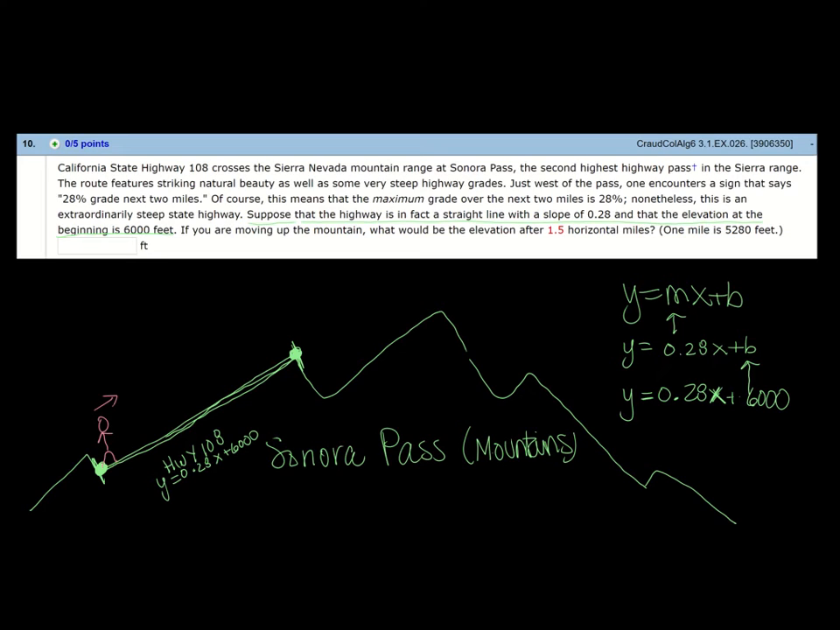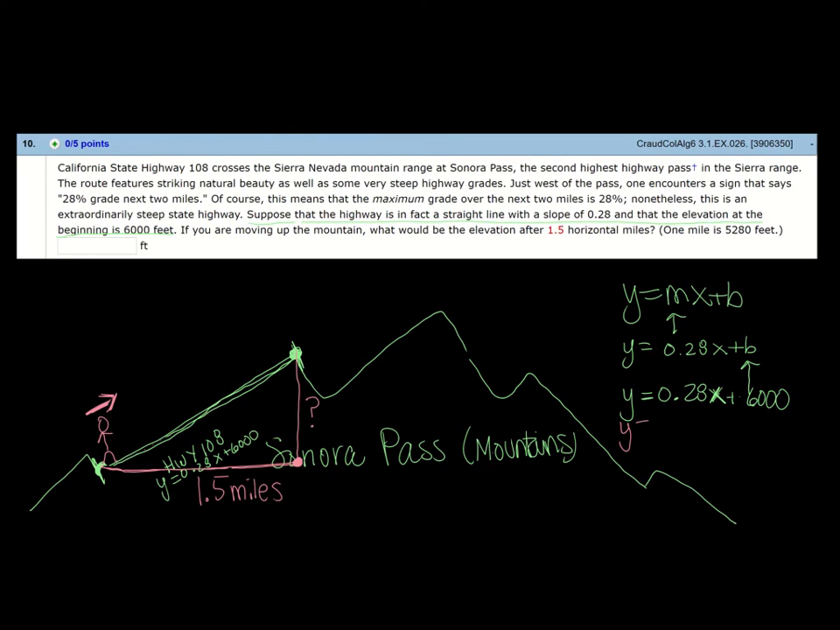I'm going to travel, and excuse me for writing over what I've got here, I'm going to be traveling along the mountaintop, but the way that this has been described is that I'm going to go 1.5 miles horizontally. It doesn't say that I'm going to be walking along the road. It says, if I go 1.5 horizontal miles, how far up have I gone? I don't know yet. We need to look at our equation.